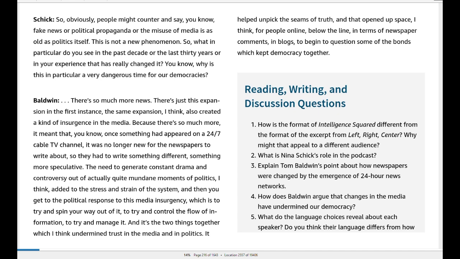And then you get the political response to this media insurgency, which is to try and spin your way out of it, to try and control the flow of the information, to try and manage it. And it's these two things together, I think, that undermine trust in the media and in politics. It helped unpick the seams of truth, and that opened up space, I think, for people online, below the line, in terms of newspaper comments, in blogs, to begin to question some of the bonds which kept democracy together.